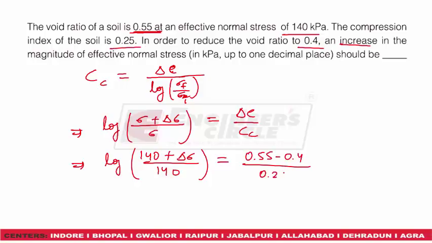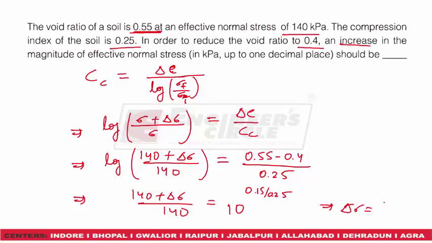So solving the values, 140 plus delta sigma by 140 will be equal to log inverse, that is 10 to the power 0.55 minus 0.4, so 0.15 by 0.25. So from here we get delta sigma equal to 417.35. So this will be our answer.